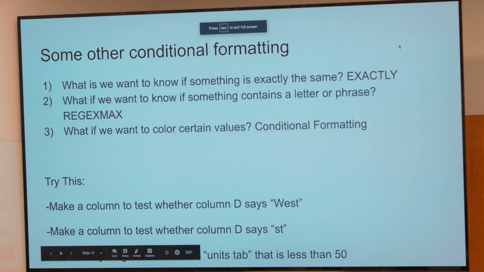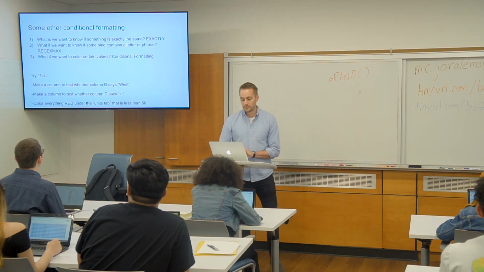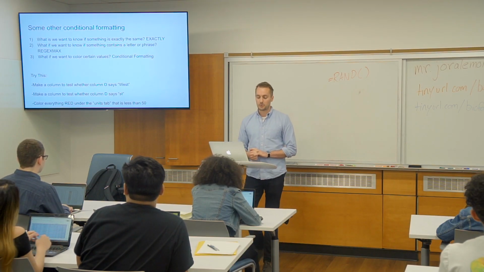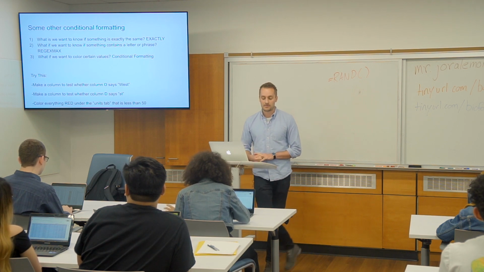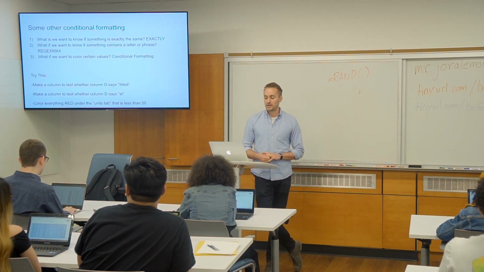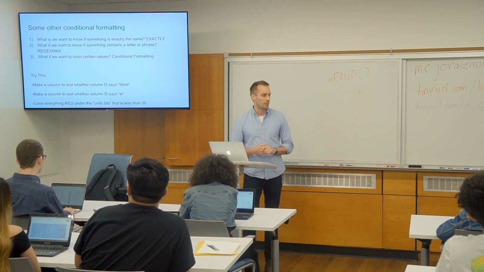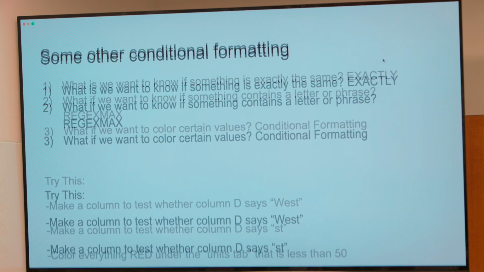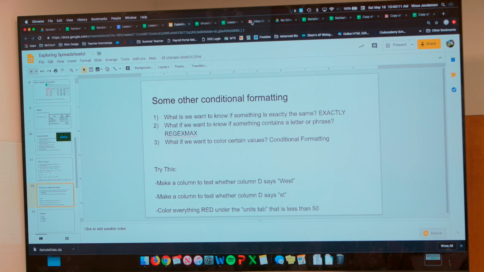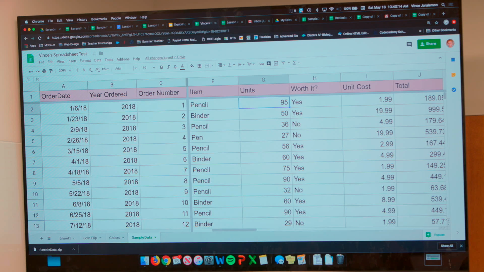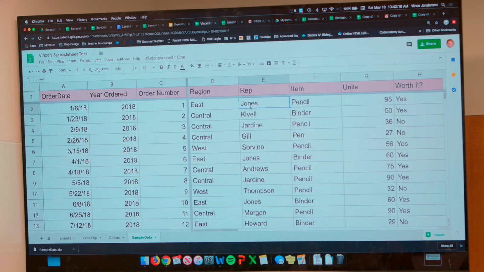Okay? What if we want to know something is exactly the same? Then we use exact. And if we want to know if something contains the letter or phrase, we could do regex match. And if we want to change a color to contain certain values, we do conditional formatting. So I'll show you how to do all three of these right now. So exact is really helpful, okay? Because maybe I want to keep my eye on Jones, okay? I want to know every time Jones is doing something, is it true or false, okay?